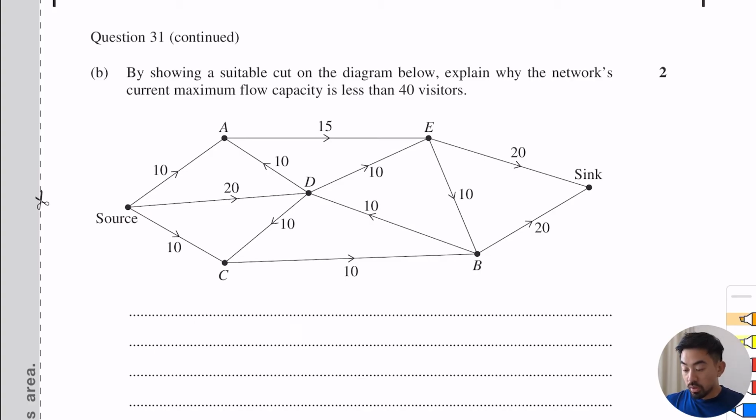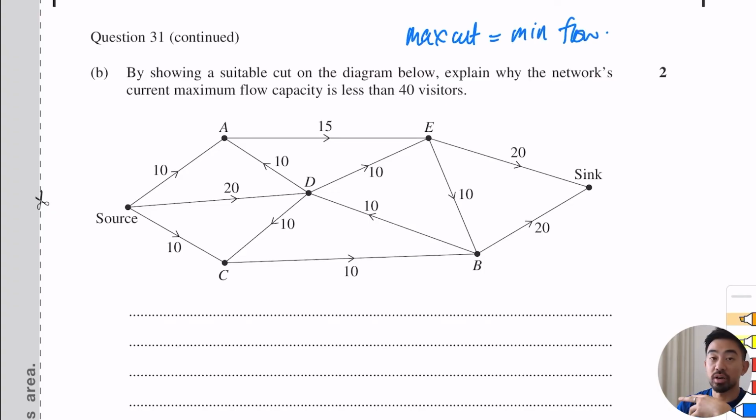B, by showing a suitable cut on the diagram below, explain why the network's current maximum flow capacity is less than 40. So we basically need to find, now remember, max flow is equal to minimum cut. So we just got to find a cut which is less than 40. So smaller than 40. So that's 40 there.